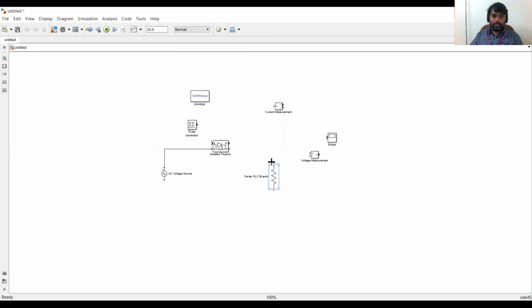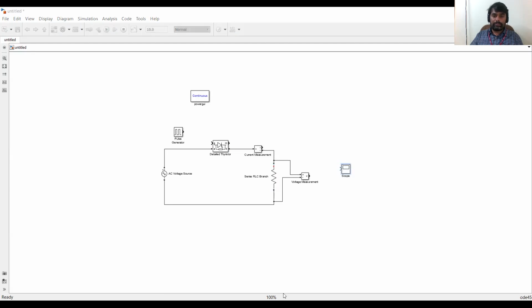Okay. Then in order to see the current flowing through this load as well as the thyristor, let us connect a current measurement block like this, and negative is connected to the other terminal of this resistance, which is connected to the neutral point. Okay, then to measure the voltage across the load, we need to connect a voltage measurement block across the load like this.